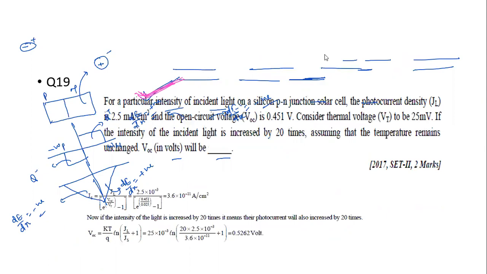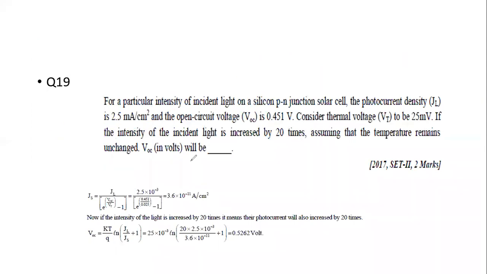Now come to question number 19. For a particular intensity of incident light on a silicon PN junction solar cell, the photo current density JL is equal to 2.5 milliampere per centimeter square and the open circuit voltage is 0.451 volt. Consider the thermal voltage is 25 millivolt. I will discuss the solar cell part in your optoelectronics, don't worry, but here I am going to discuss the questions.